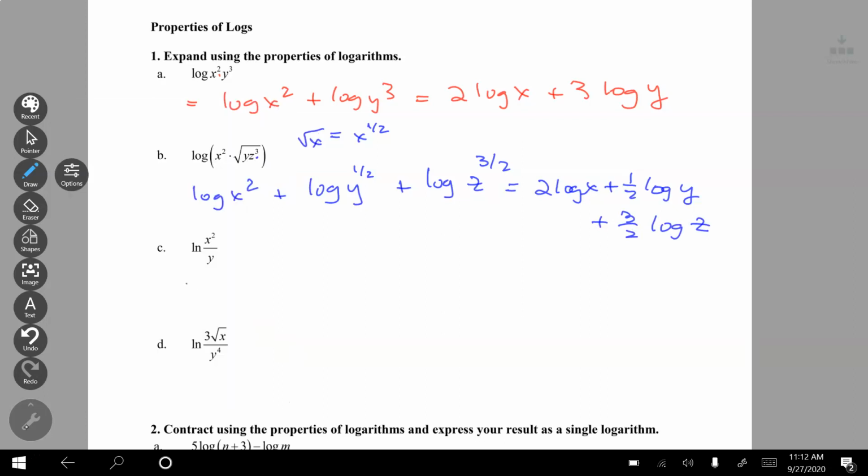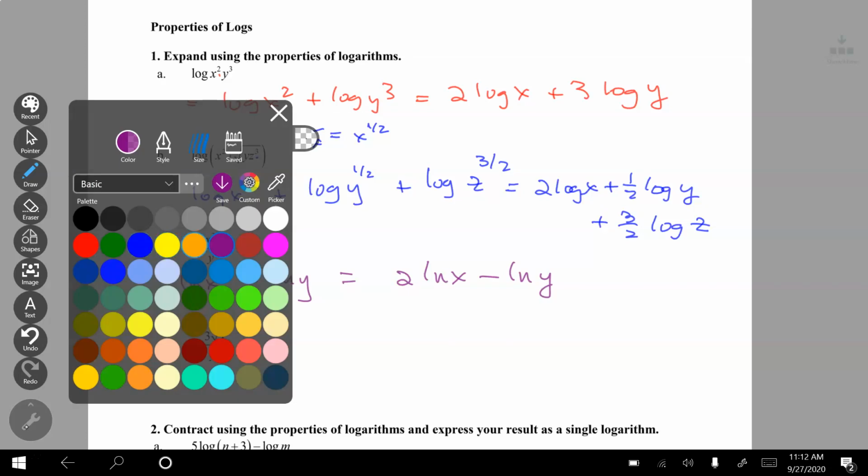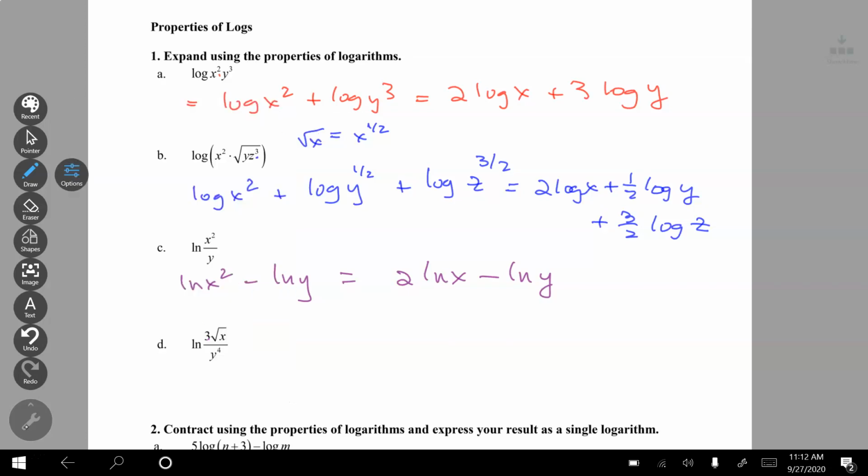Dividing out becomes ln of x squared minus ln of y, and then becomes 2 ln of x minus ln of y. And this last one, be very careful. This is not the cube root. This is 3 times something, so it becomes ln of 3 plus ln of x to the 1/2, because that's what the square root is, minus ln of y to the 4th, and ln of 3 plus 1/2 ln of x minus 4 ln of y.